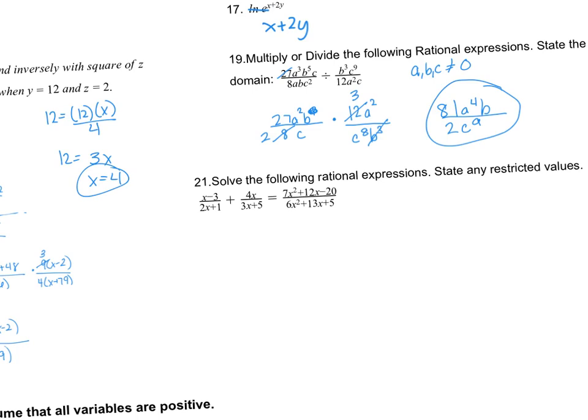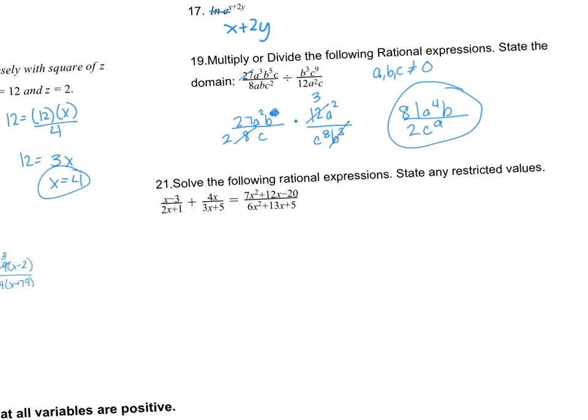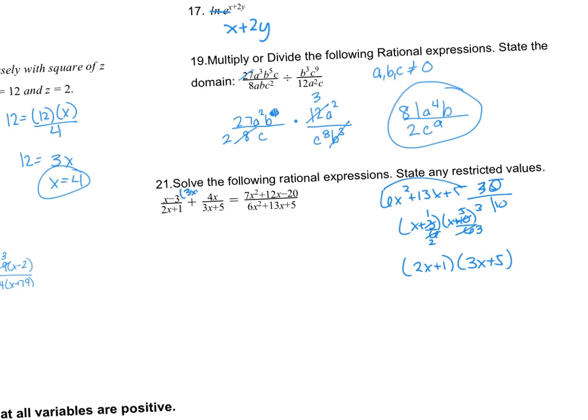Okay, for the next one, I don't understand why it's crooked. Alright, so let's factor 6x squared plus 13x plus 5, factors of 15, factors of 30 that add to 13 are 3 and 10, x plus 3, x plus 10 over 6, 1, 2, 2x plus 1, and this is going to be 5 and a 3, 3x plus 5, so this needs a 3x plus 5, this needs a 2x plus 1, so x minus 3 times 3x plus 5 plus 4x times 2x plus 1 equals 7x squared.